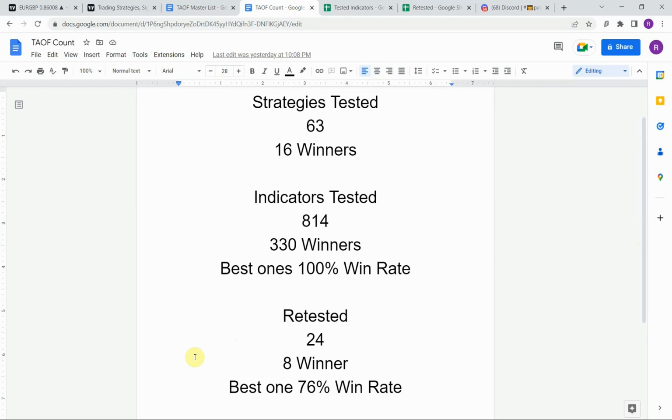We've also retested in the advanced testing 24 of the winning indicators. 8 of them have been able to maintain the winning status, the best one a 76% win rate. Now keep in mind that we test most of these strategies and indicators on the Forex and crypto market, but they can be applied to just about any market and time frame universally.